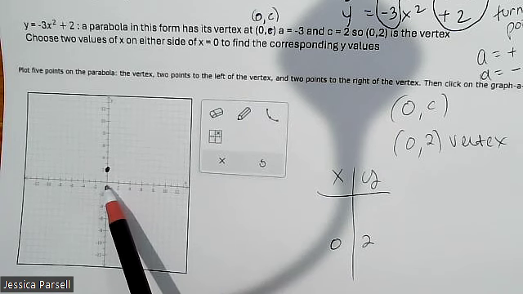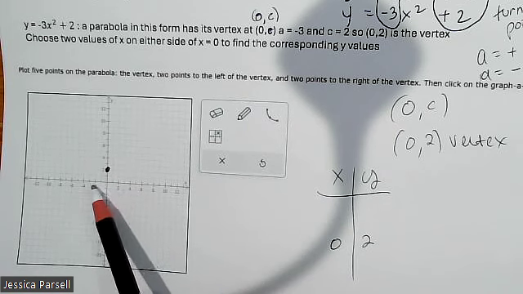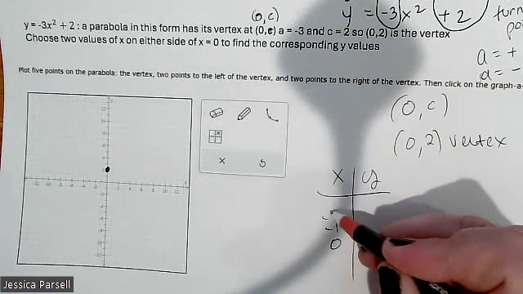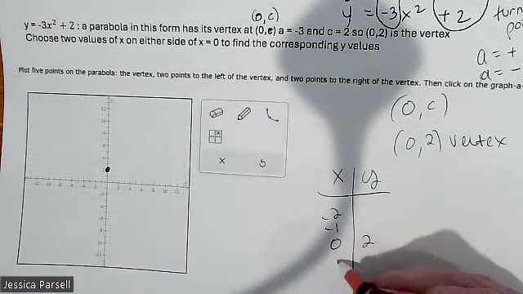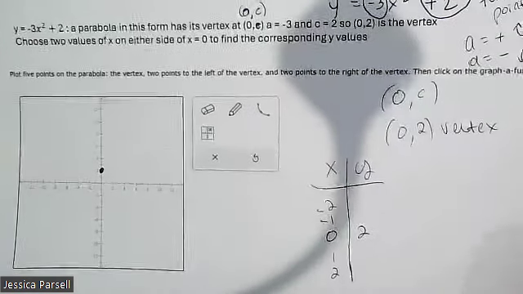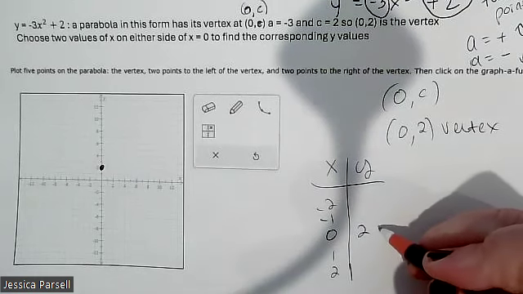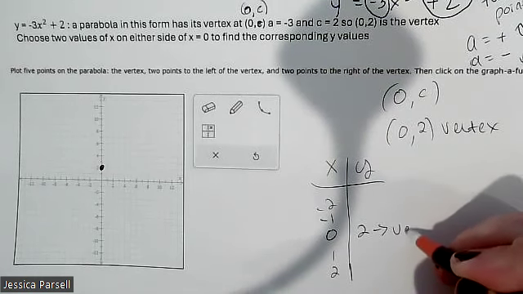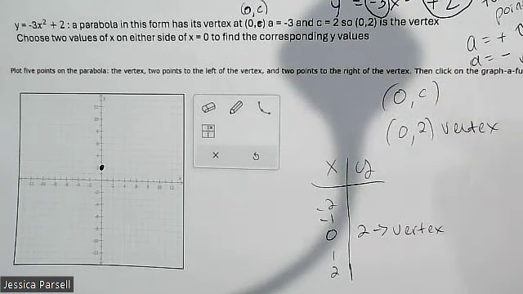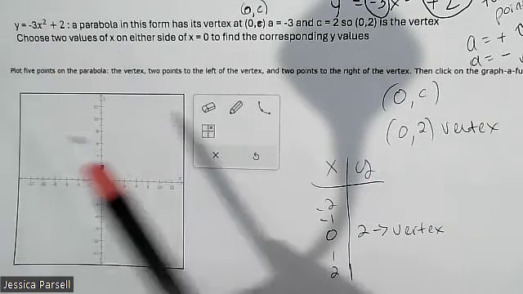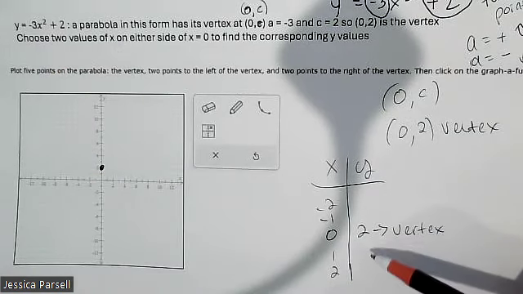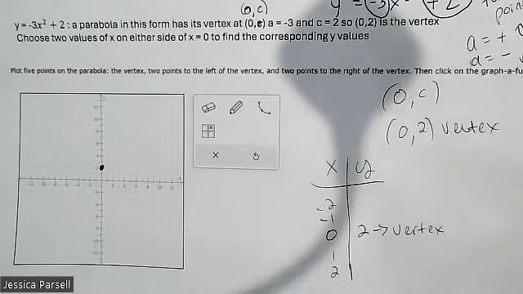So 2 points to the left would have x values of like -1 and -2. And 2 points to the right would have x values of like 1 and 2. So this is how I set myself up here. So this is my vertex. And then I need to substitute these different x values into this parabola equation and figure out the corresponding y value so I can sketch this out with 5 points.